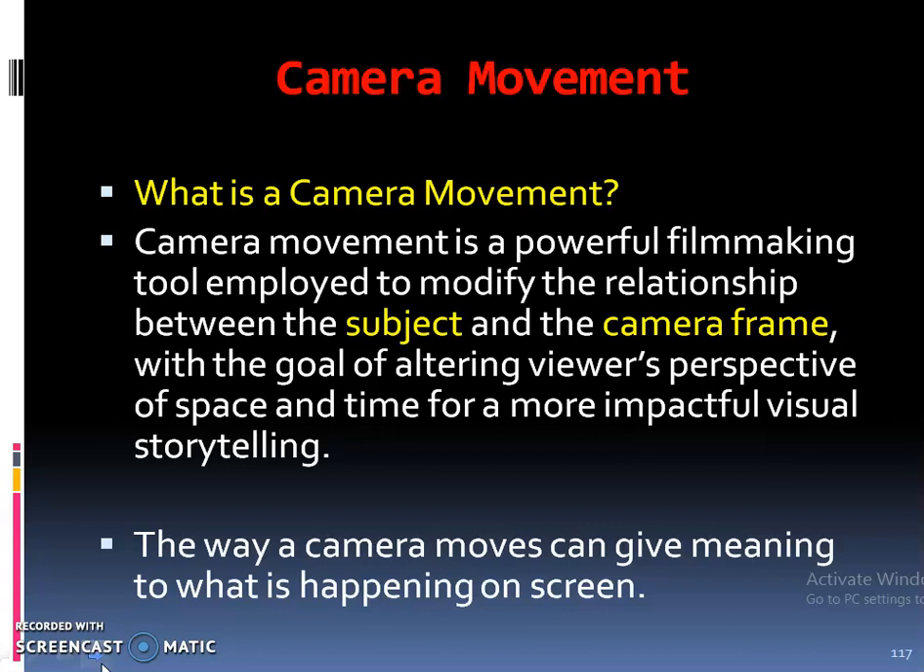Camera movement is a powerful filmmaking tool employed to modify the relationship between the subject and the camera frame with the goal of altering viewers' perspective of space and time for a more impactful visual storytelling. The way a camera moves can give meaning to what is happening on screen.